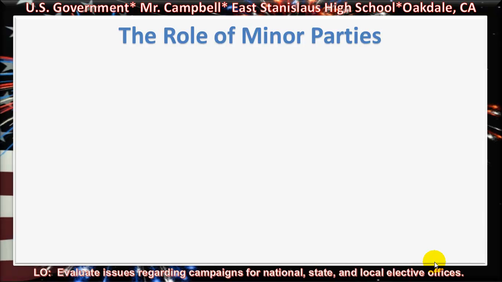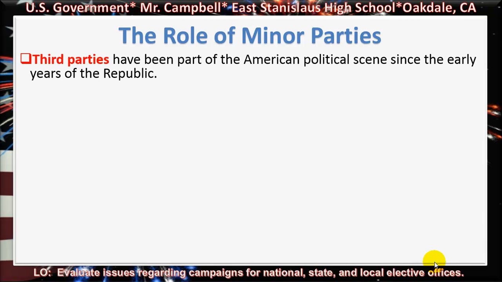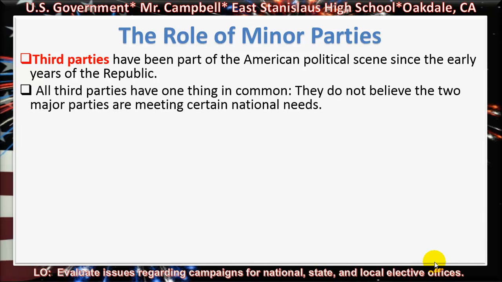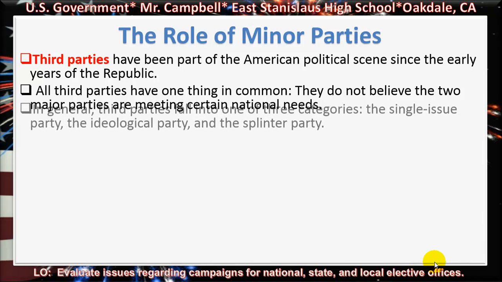The role of minor parties. Third parties, or minor parties, have been a part of the American political scene since the early years of the Republic. All third parties have one thing in common, and that's that they do not believe that the two major parties are meeting certain national needs.